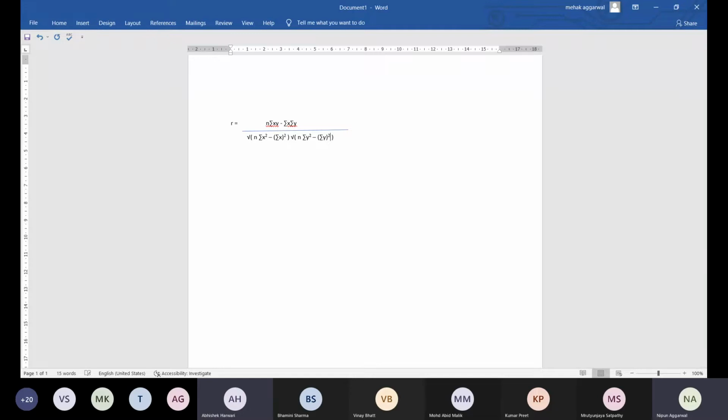Now coming to the data, we are calculating each and everything from the data and putting it in the formula to calculate the coefficient of correlation. And the coefficient of correlation always lies between -1 to +1. Fine. So let's come to the Excel sheet.